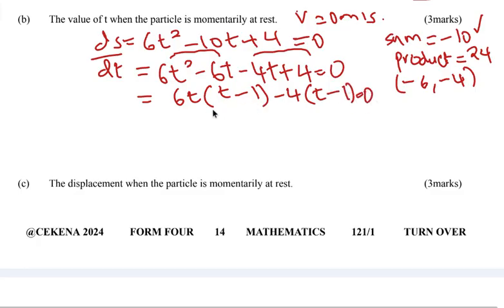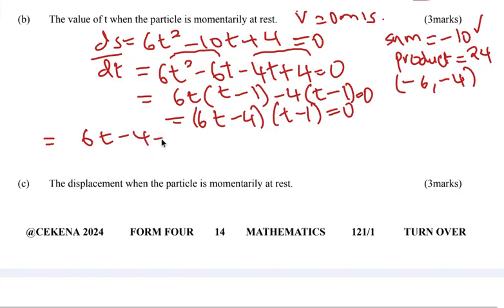equal to 0. So tayari uko na 6t, leta pamoja zile za nje minus 4, na hiyo utaandika moja tu peke yake usiri. Sawa, zile za nje zileta pamoja na t minus 1. Sawa, so it means that this one is either equal to 0 or t minus 1 equal to 0. So wachukua 6t minus 4 equal to 0. 6t equal to positive 4.